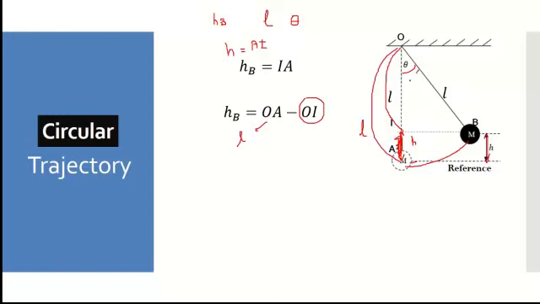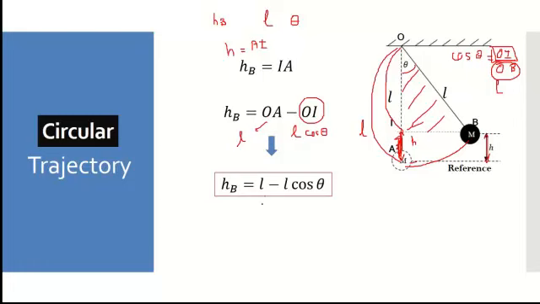Now I'll look at this triangle here. In this triangle, OI, with respect to the angle theta, is adjacent. This means I will use cosine, such that cosine theta is equal to the adjacent, OI, over the hypotenuse, where the hypotenuse is OB, here. Knowing that OB is the length of the string, I can substitute OI by L cosine theta. So we get as the answer: H of the point B is equal to L minus L cosine theta.